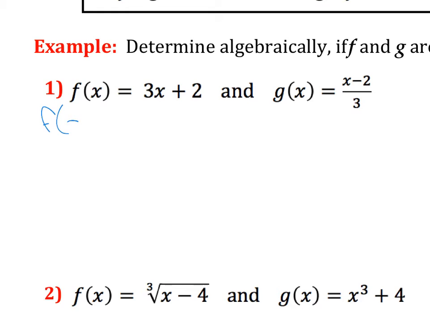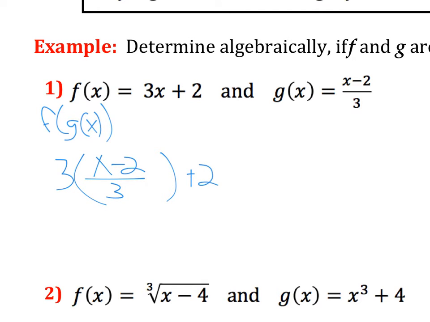First, I need to do f of g of x. That means I need to take the g function and plug it in for x in the f function. So that's going to be 3 times (x minus 2) all over 3, plus 2. If I multiply this 3 into the parentheses, I've got a 3 in the numerator and 3 in the denominator. Those knock each other out, so I'm just left with x minus 2 plus 2. Minus 2 plus 2 cancel each other out, and I'm just left with x. So far, so good. That's checking out.